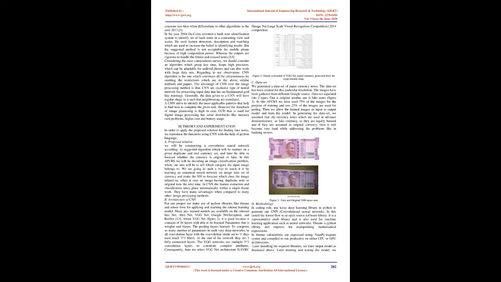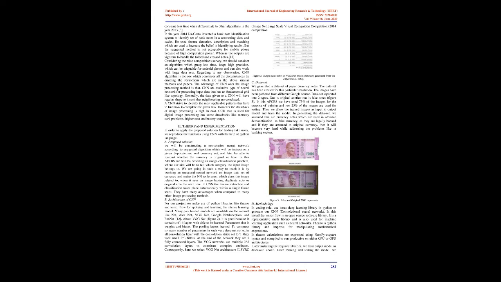The advantage of CNN over the image processing method is that CNNs are an exclusive type of neural network for processing input data that has a fundamental grid-like topology. Generally, the data given to a CNN will have a regular shape such that neighboring values are correlated. A CNN strives to identify the most applicable patterns that help to complete the given task. However, the drawback of image processing is high cost. CCD that is used for digital image processing has some drawbacks like memory card problems, higher cost, and battery usage.